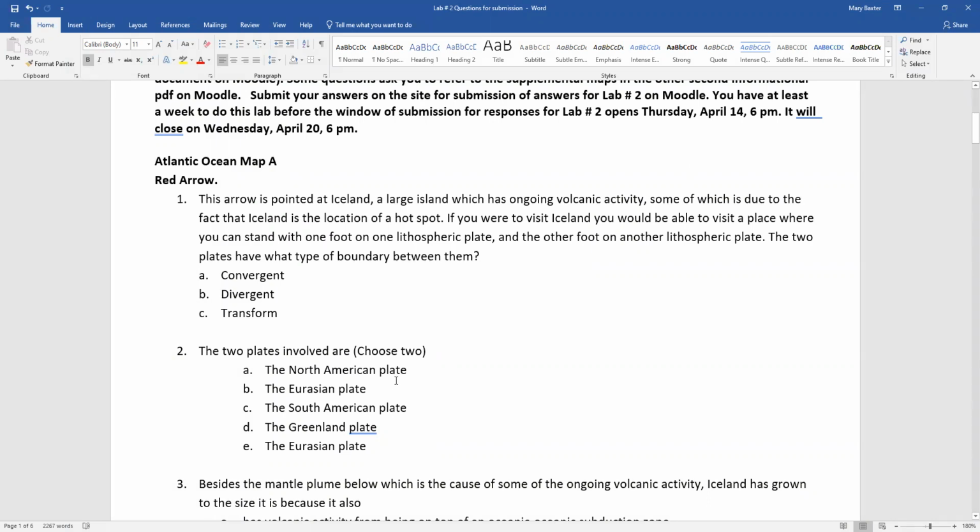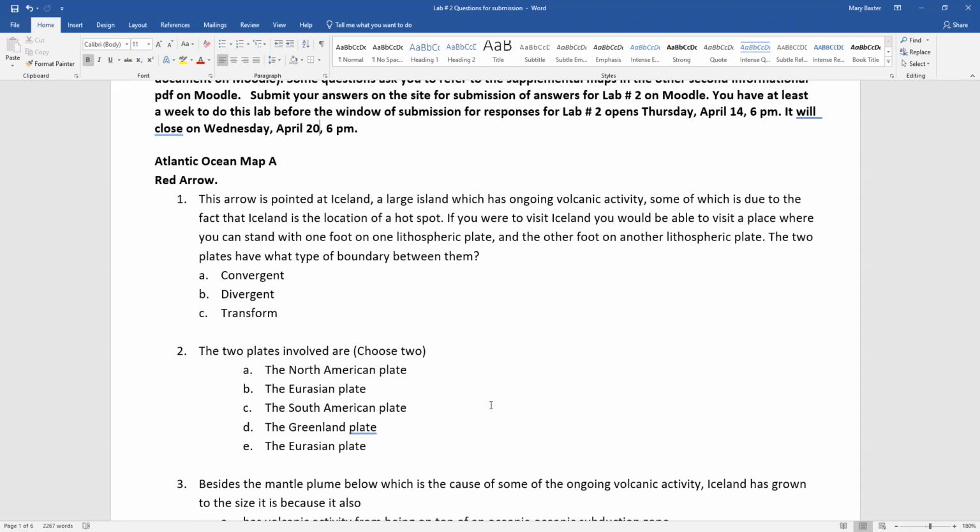Okay, so first we're going to look at the red arrow on the Atlantic Ocean Map A. This arrow is pointed at Iceland, a large island which has ongoing volcanic activity, some of which is due to the fact that Iceland is the location of a hotspot. If you were to visit Iceland, you would be able to visit a place where you can stand with one foot on one lithospheric plate and the other foot on another lithospheric plate, because it's also positioned on top of a mid-ocean ridge.